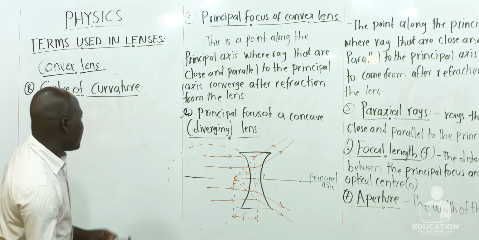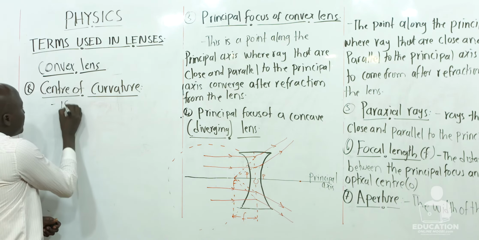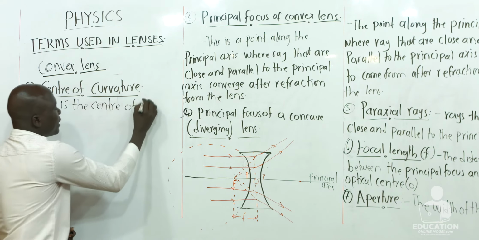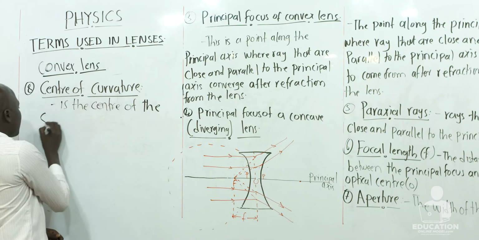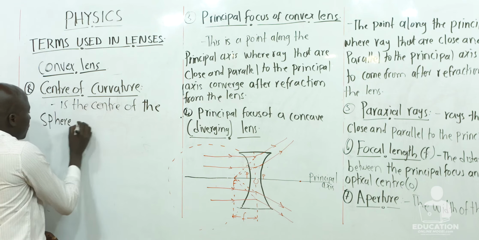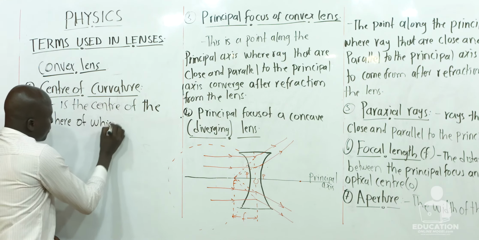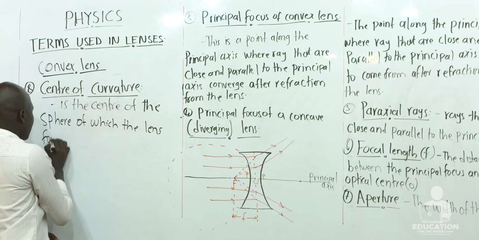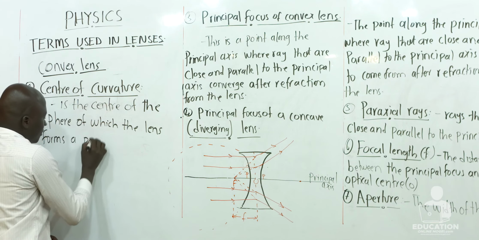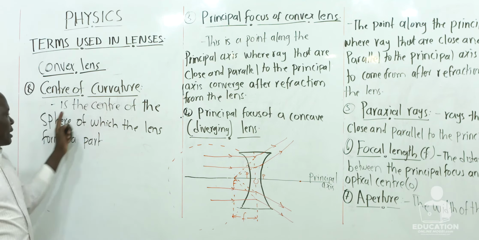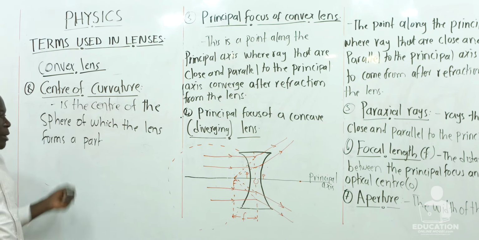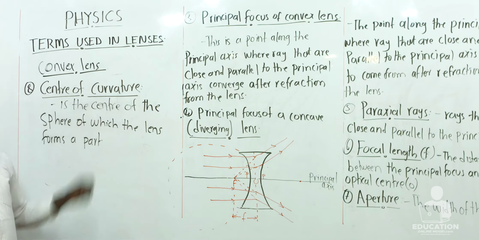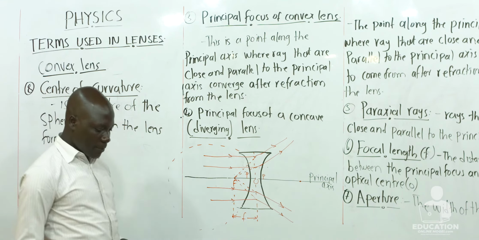And let's define. The center of curvature is the center of the sphere of which the lens forms a part. The center of the sphere of which the lens forms a part, or the center of the sphere from which the lens has been cut, is what we call the center of curvature.